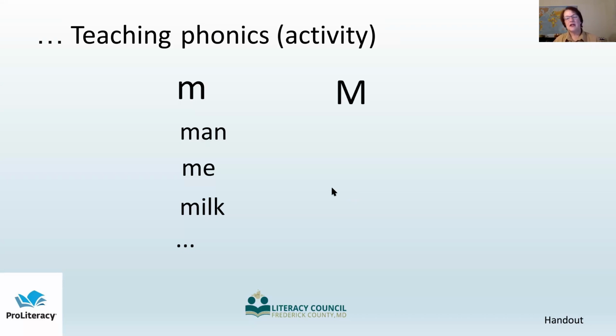Now we've got the capital M there. Mexico, Maria, and Maryland are all the names of things, and so they begin with a capital M. A capital M and a lowercase m make the same sound.